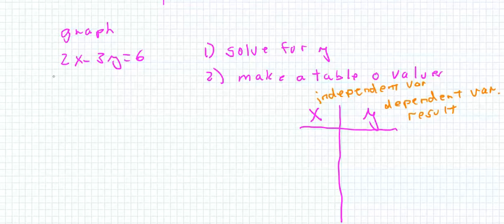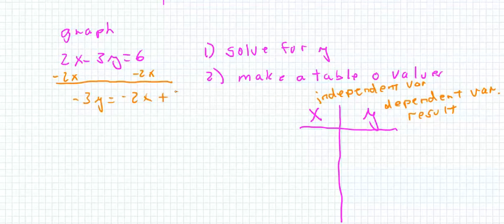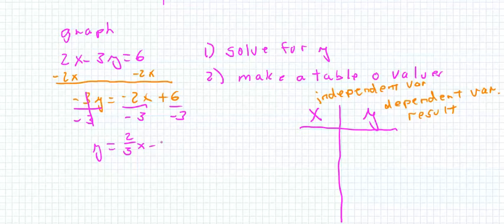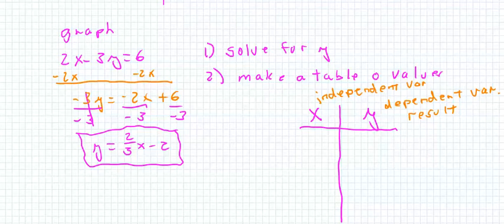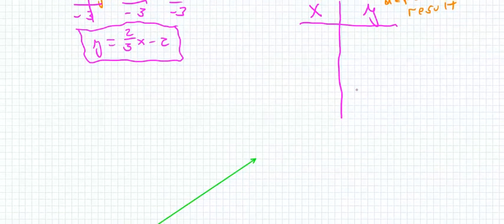So let's solve for y. Minus 2x, minus 2x. We get -3y equals -2x plus 6. And then we divide everything by -3. Now, the way I want you to do this is to divide each term by the -3, and we get y equals 2/3 x minus 2. It needs to be written just like this. And there's a reason for it that we'll find out down the road.